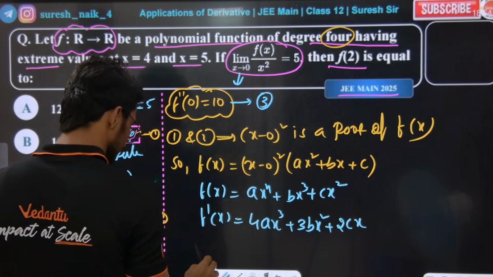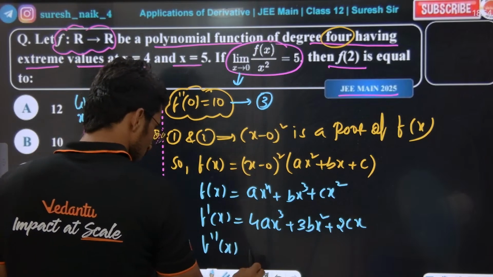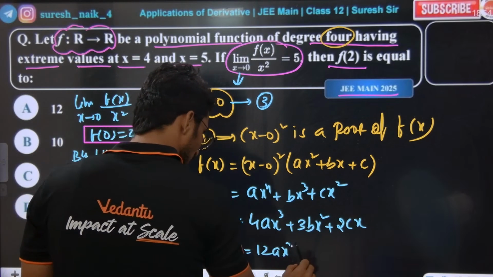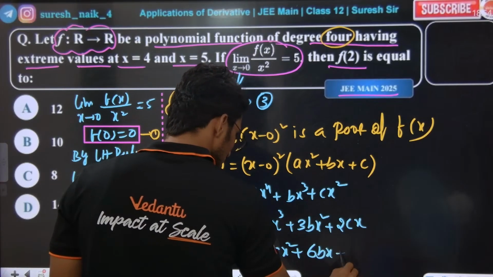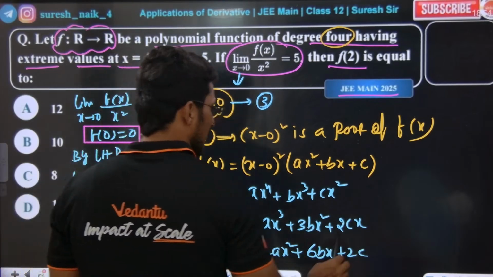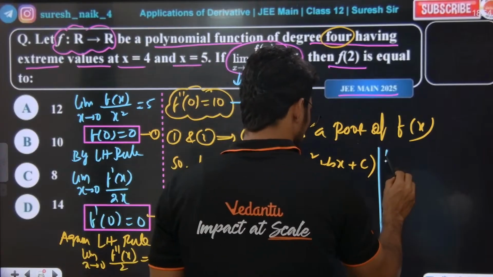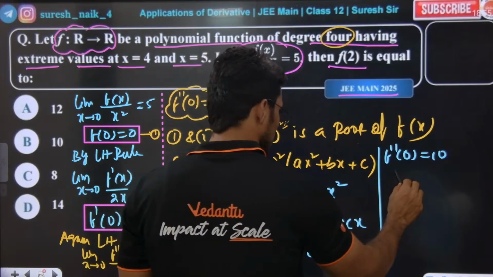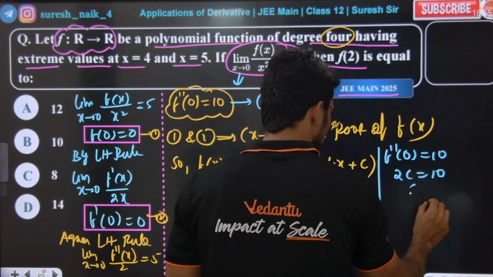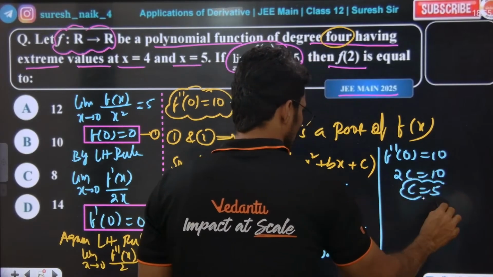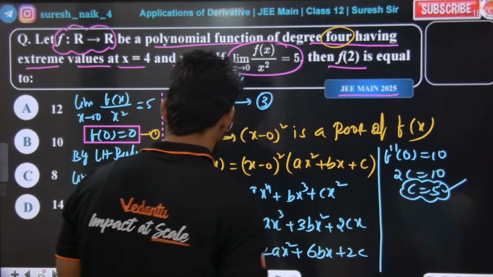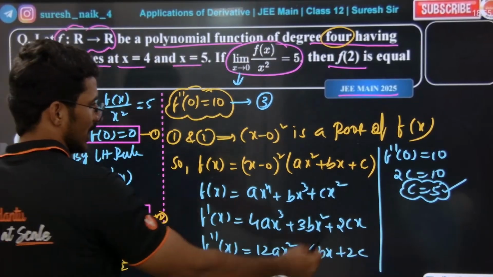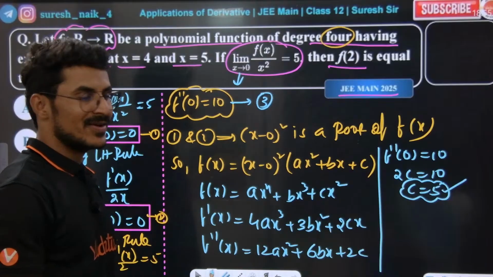From the third equation, f double dash of x is 12ax square plus 6bx plus 2c. Now f double dash of 0 is equal to 10a, so putting 0, we get 2c is equal to 10a. So c is equal to 5. Did everyone get the c value as 5? I don't know a and b yet.